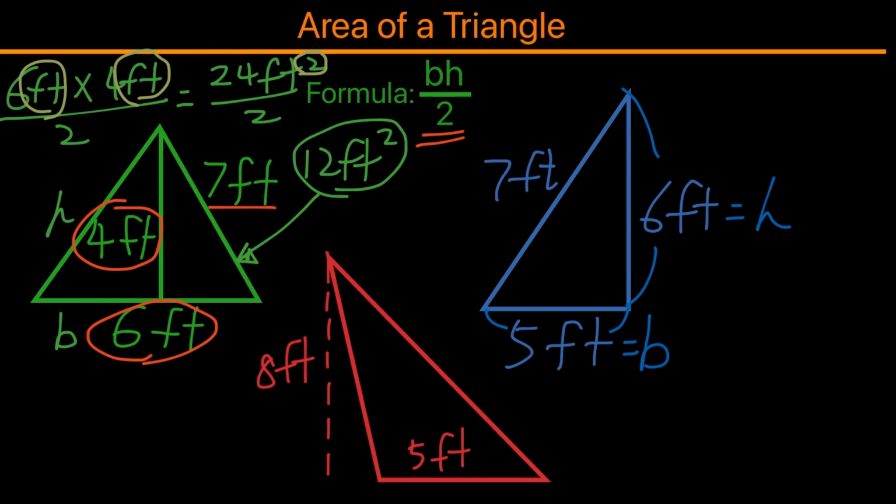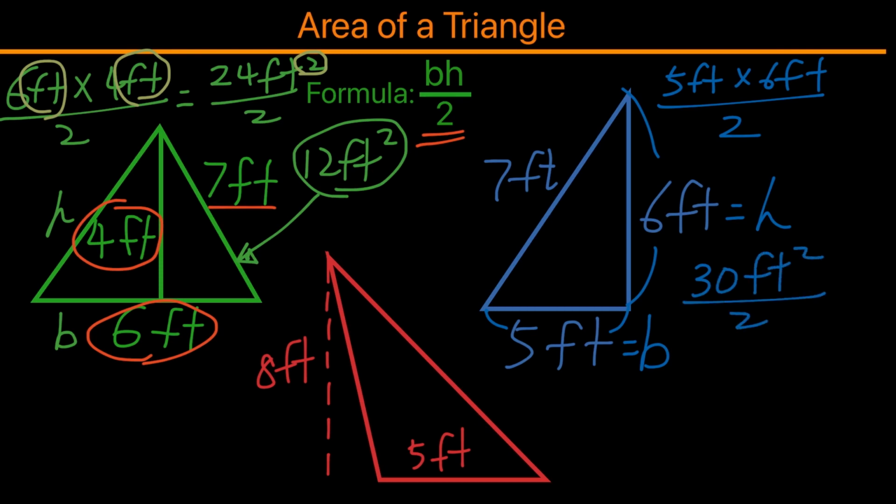So in this case, we would just take 5 foot times 6 foot divided by 2. And then 5 times 6 is 30, so we have 30 feet square over 2. And that gives us 15 feet square. So that's the answer for the blue triangle.